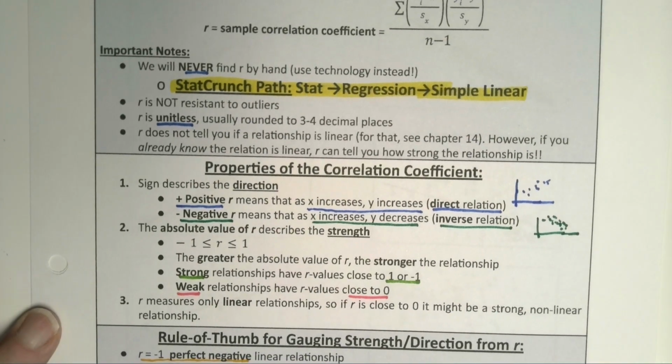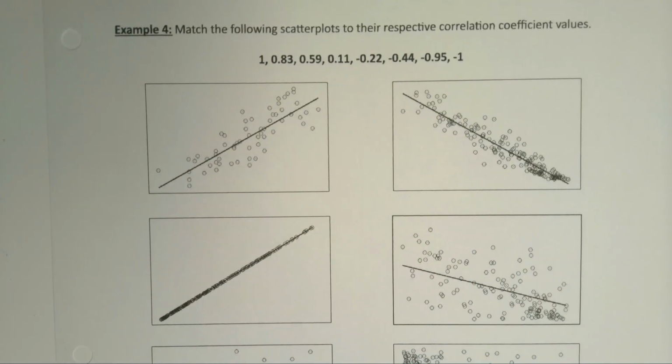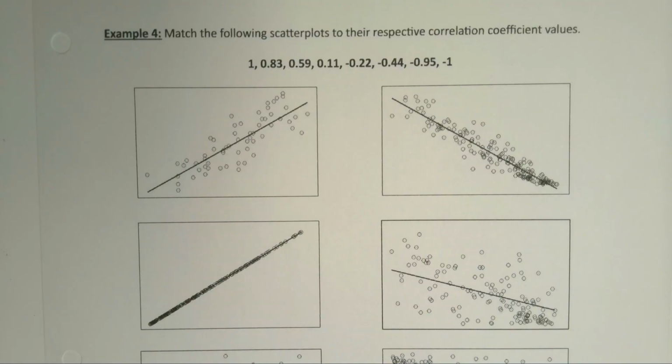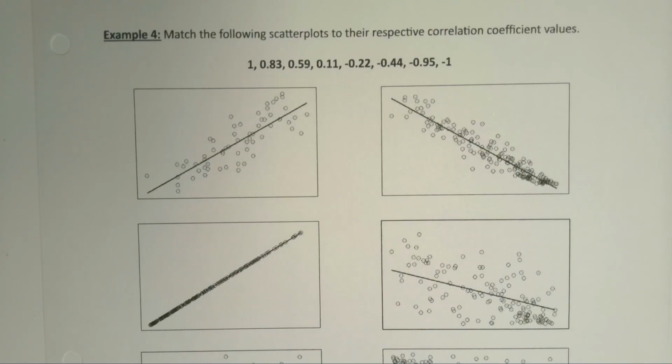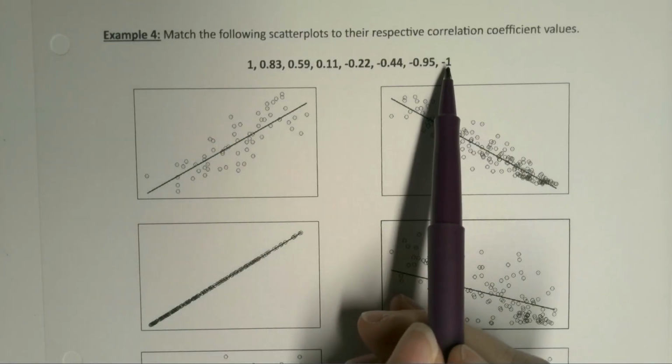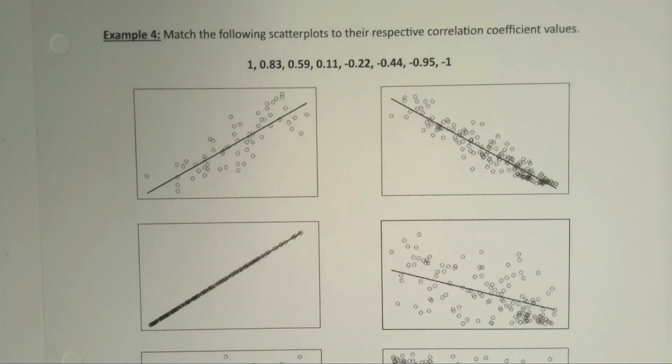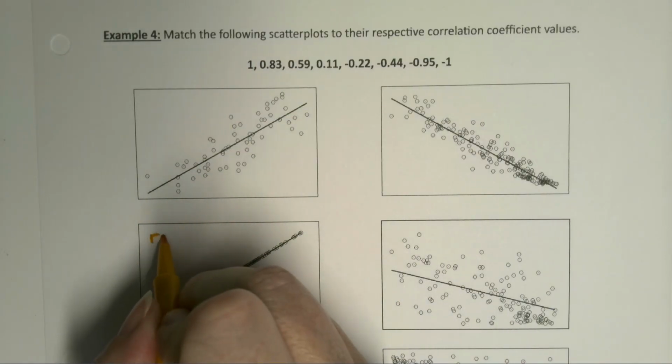All right, so let's go look at an example right here. So we have an array of numbers at the top, and our job is to figure out which ones are strong, moderate, etc. And then we can label them and attach them with their numbers. Now the easiest ones out here are the 1 and the -1, because those are the ones where the dots will form a perfect line. So if you see this one right here, all the dots are in a perfect line. So this would be R equals 1.